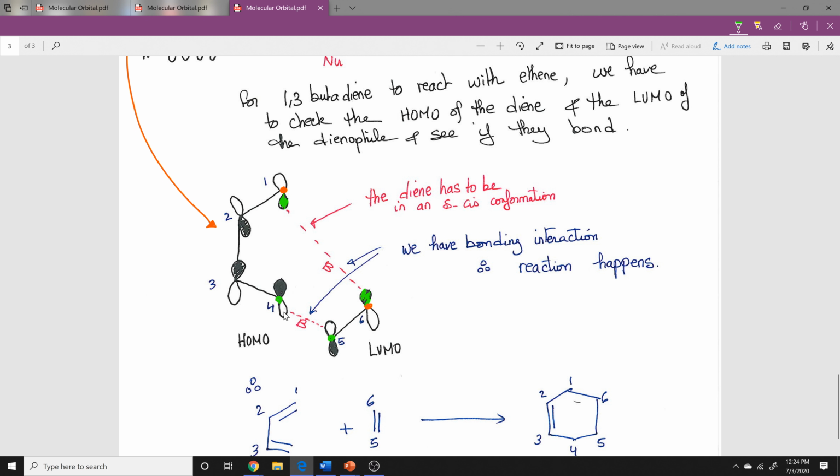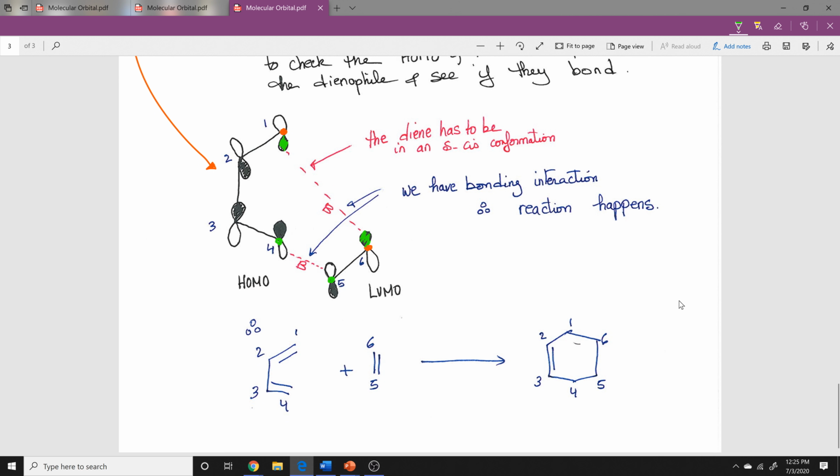Now between these two, again, imagine the ethene sliding underneath the 1,3-butadiene. So this lobe and this lobe are going to be under each other, so they're going to bond with each other. So I have here two bonding interactions. Both interactions are bonding, so yes, the reaction will happen. And this is an example of the Diels-Alder reaction that we're going to study in the next section.